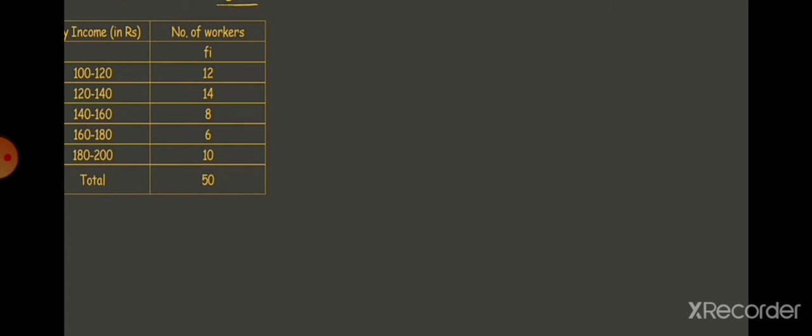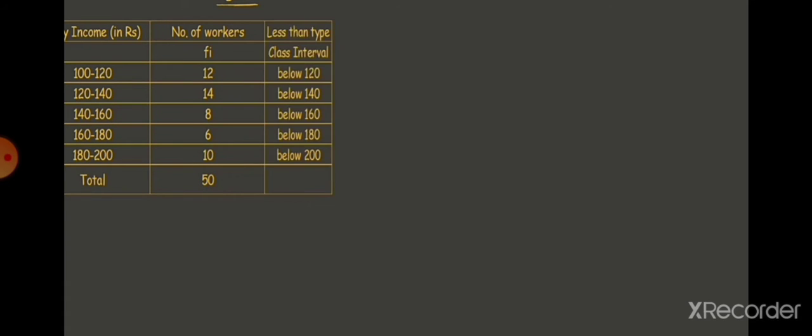Now we have to construct another column called less than type OGIVE. We have two types of OGIVEs, less than type and more than type. So below 120, below 140, below 160, below 180, below 200. For less than, we have to go for below. So below 120 means 0, and you take the upper limits 120, 140, 160 for the less than OGIVE.